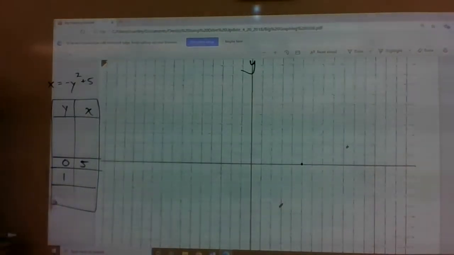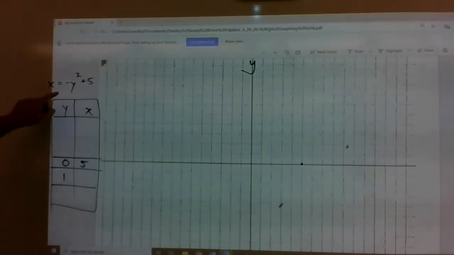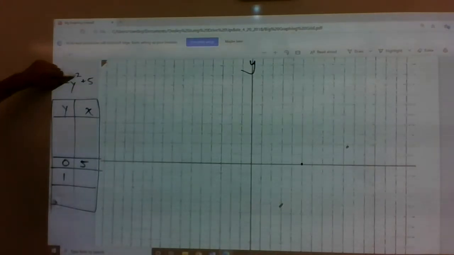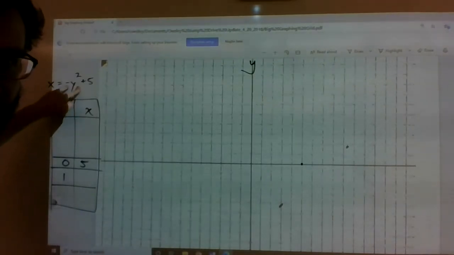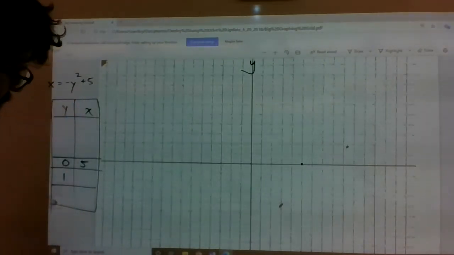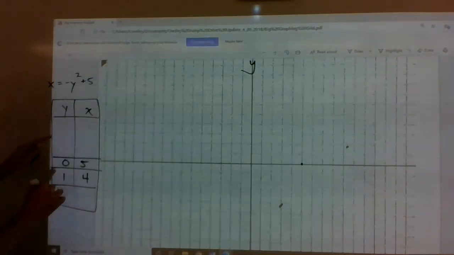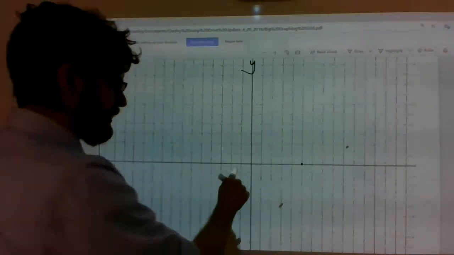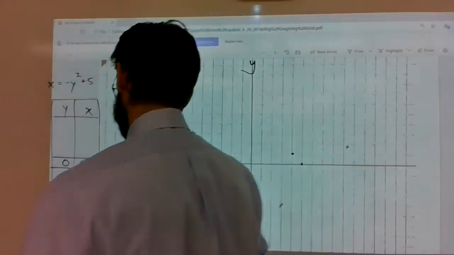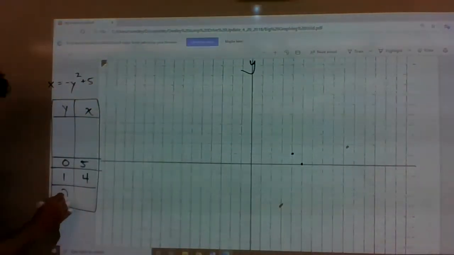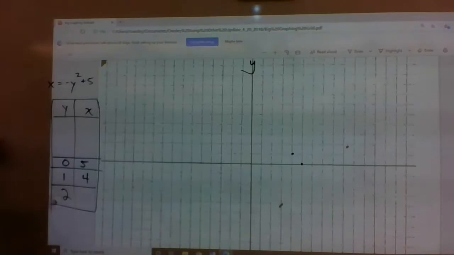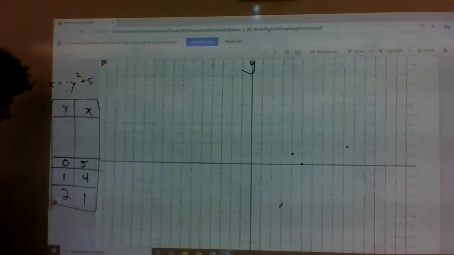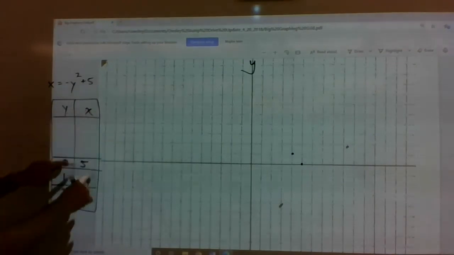So if we tried 1, oh, this is kind of tricky. With the negative, you've got to do the exponent on the 1 first. So 1 squared is 1. What's the negative of that? Negative 1. Negative 1 plus 5 is 4. So x is 4 and y is 1. So you'd go over 4, up 1. Again, keep going. Try 2. So 2 squared is 4. Make it negative. Negative 4 plus 5 is 1. So over 1, up 2.